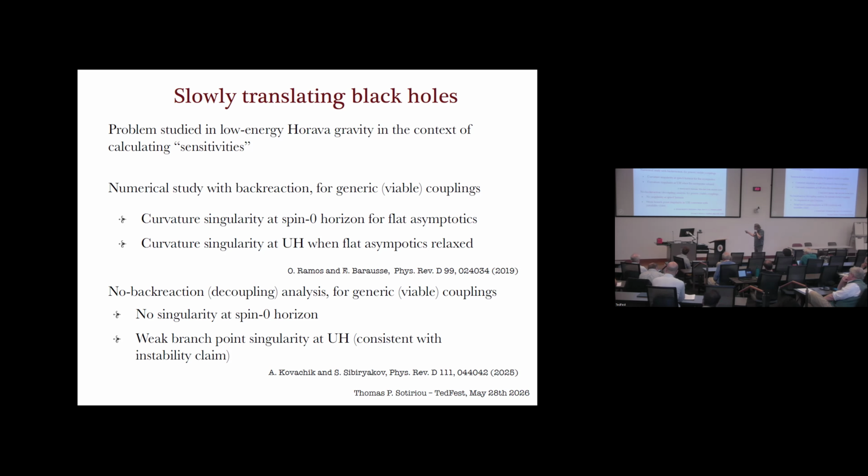However, far more recently, just last year, Kovacs and Sibiriakov looked at the same problem in a simpler setting, with no back reaction. You take the Schwarzschild black hole, translate it, and then try to solve the ether or foliation equation on that background. They did not find any singularity in the spin-zero horizon, and the hypersurface-orthogonal ether is also regular on the universal horizon, except there is a weak branch point singularity, which means you can't extend it. It scales like a power of the coordinate there. So even though it's singular, its derivative is regular, and higher derivatives are singular, so you cannot continue the solution past the universal horizon. But it's regular on the universal horizon, which seems to be in disagreement with the previous result.